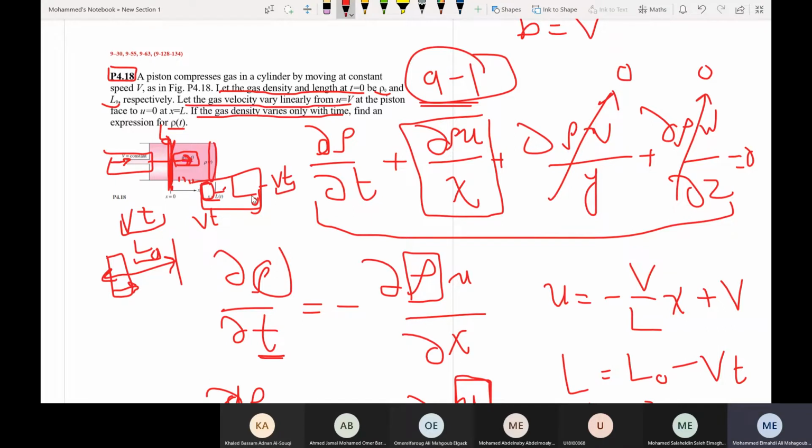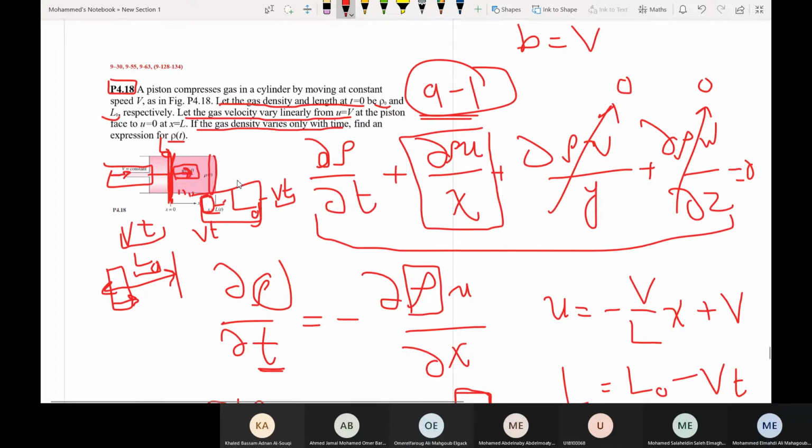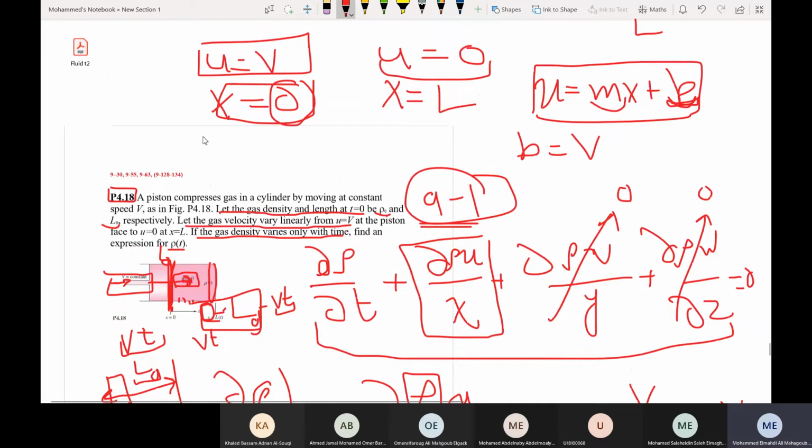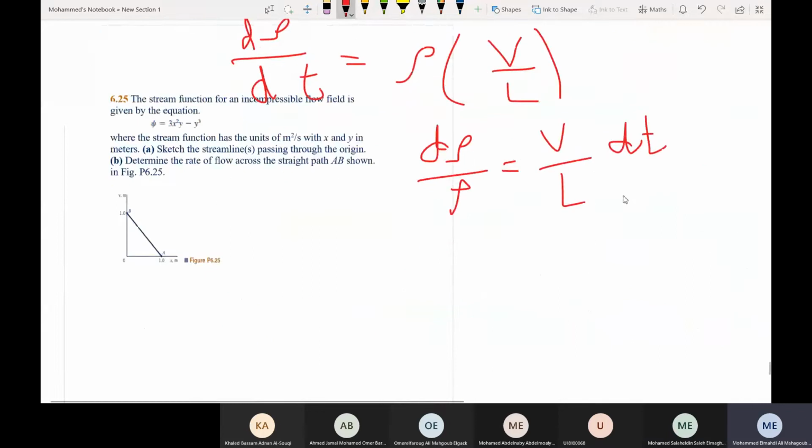Is that understood? Okay, again this is the piston. Alright, so now this is the equation of L, which is L naught minus Vt.